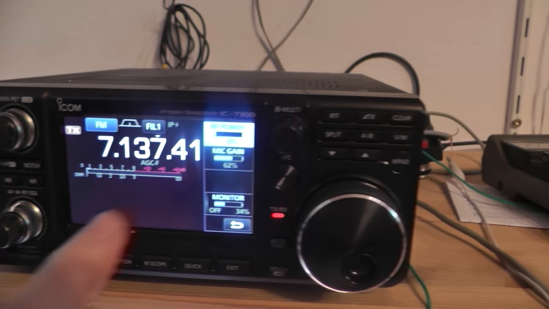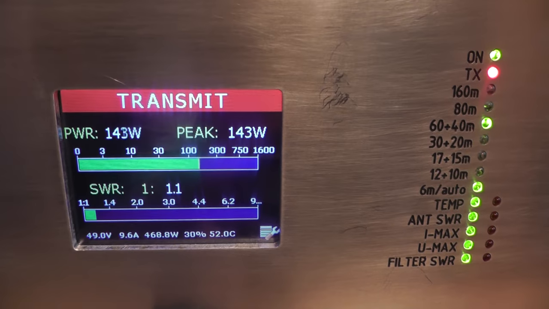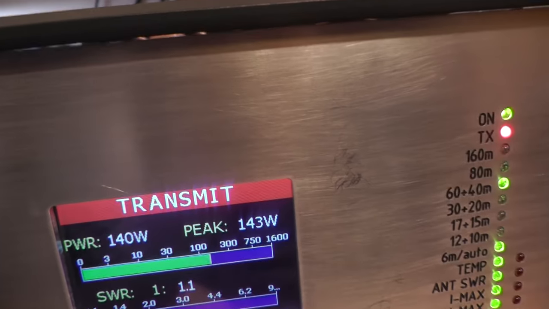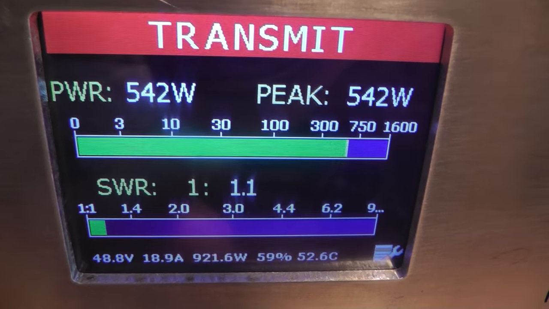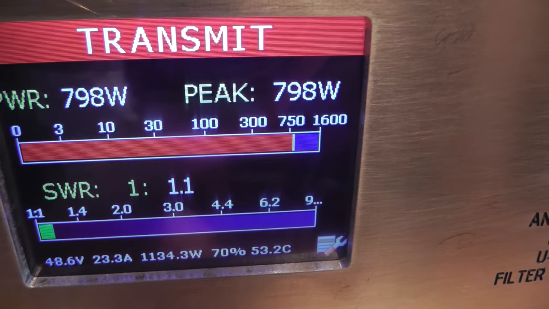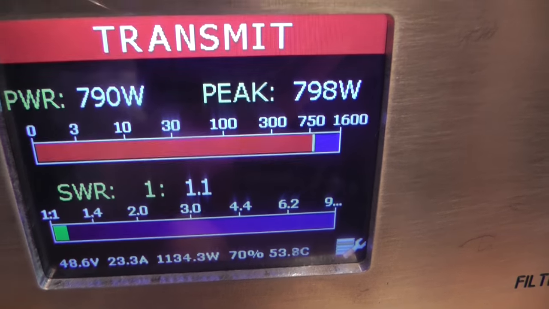I have selected a 40 meter band and FM mode to get a constant power output. First, I set the ICOM to its minimum drive power, which is below 1 watt, and here you see that we get about 140 watts after the amplifier. Now I increase the drive power from the ICOM and the amplifier's output goes up to 800 watts.